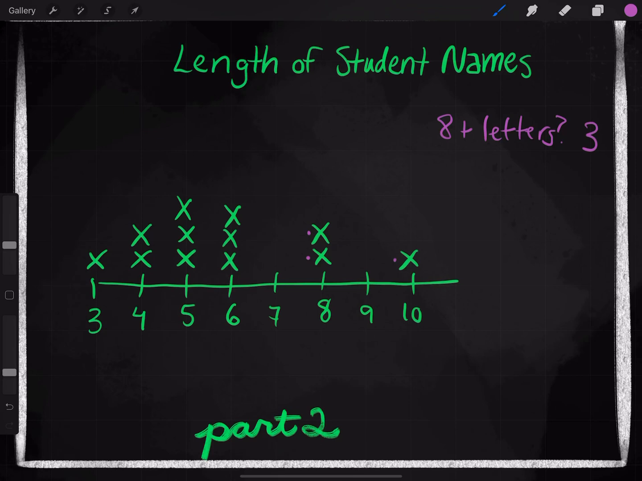How many letters does the longest name have? We just look at the top number in our chart, 10. The longest name in this class has 10 letters. How much longer is the longest name compared to the shortest name? So here's our longest name. Here's our shortest. So 10 minus 3, 7 letters longer.